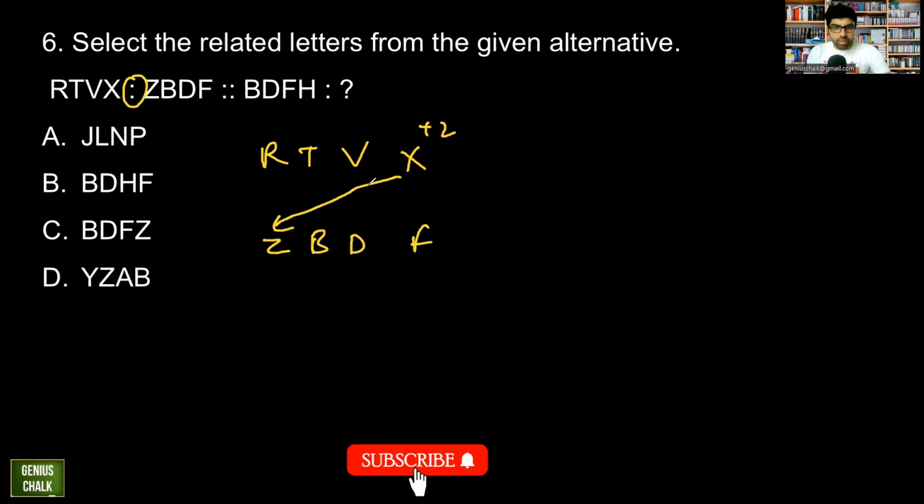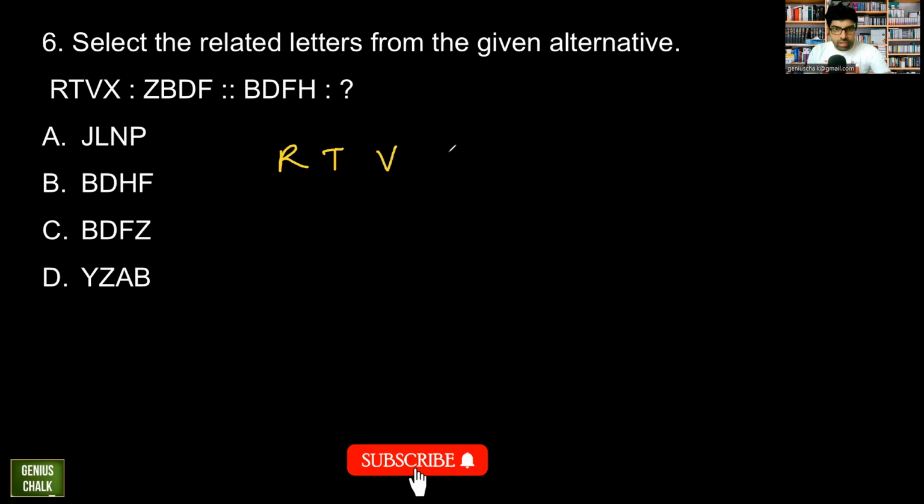Then this is V. So you see this now, it's not catching it, right? This is not catching it. Okay, let's try something else. R, T, V, X, then Z, B, D, F.